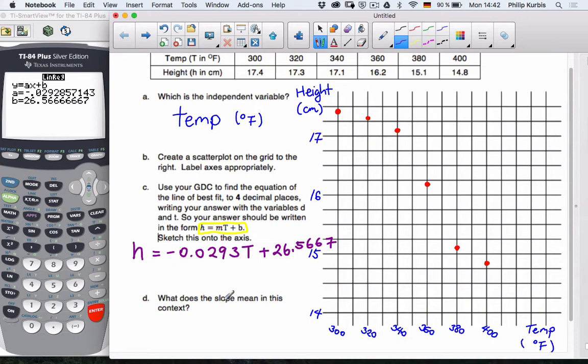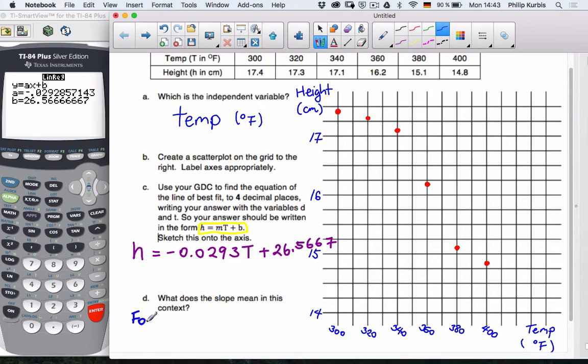Perfect. And what does the slope mean in the context of this particular problem? So slope is change in y values over change in x. So that's how much the height is going to change for every degree. So the height of the cake is going to decrease by 0.0293 centimeters. Perfect. All right, let's put that in a sentence.